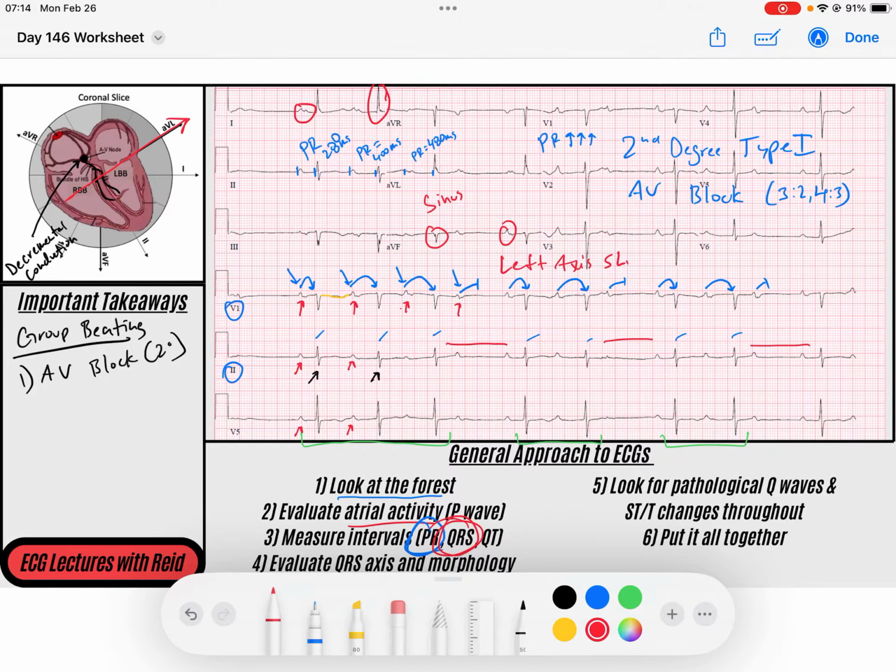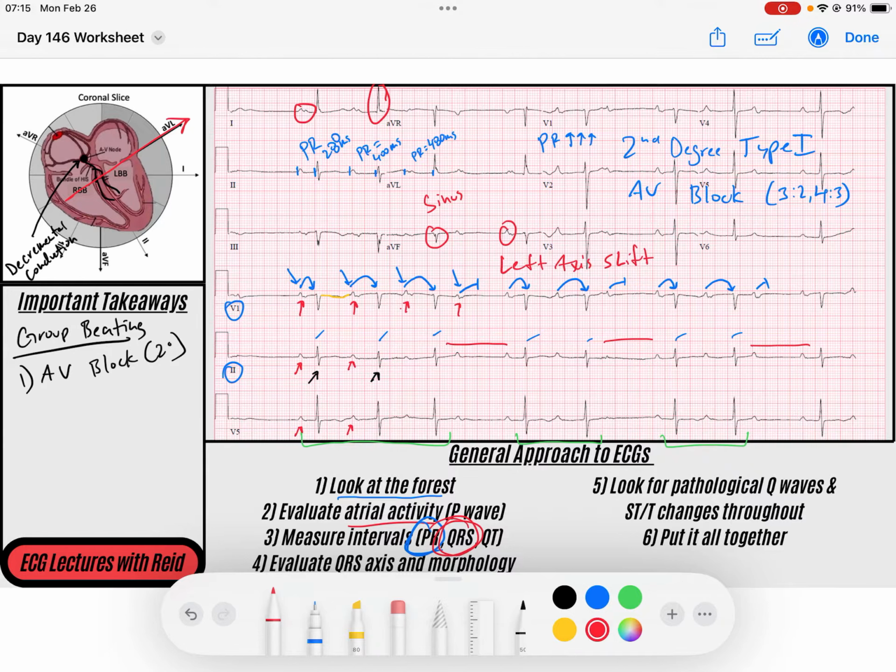Left axis shift, okay? What could cause that, right? Maybe left bundle branch block, but we have a narrow QRS. Could it be a fascicular block? We need to have full left axis deviation for that. So we'll keep continuing to look at that.